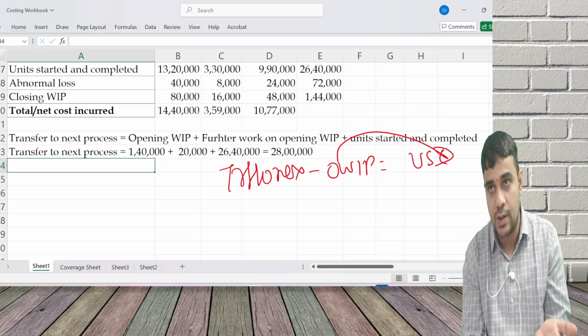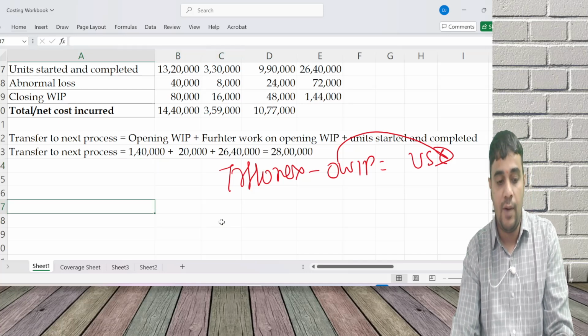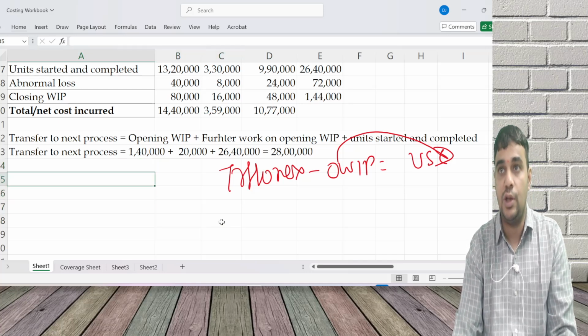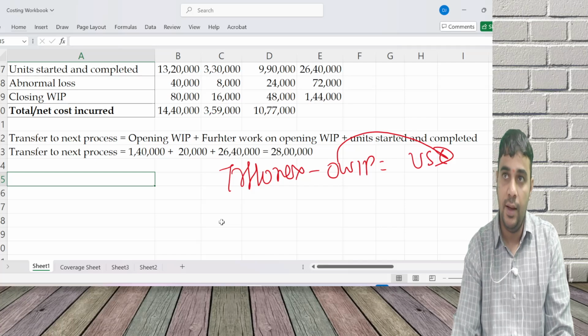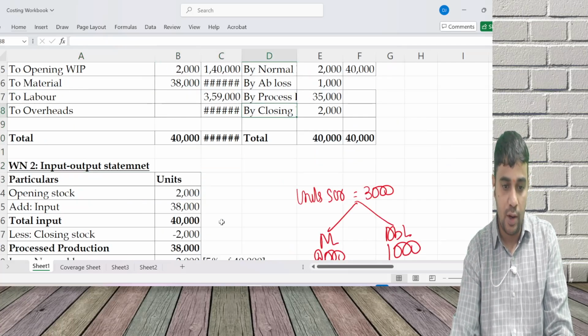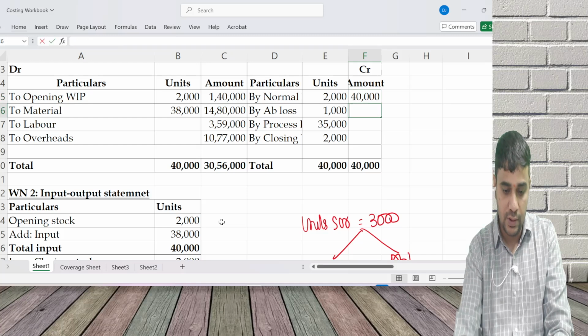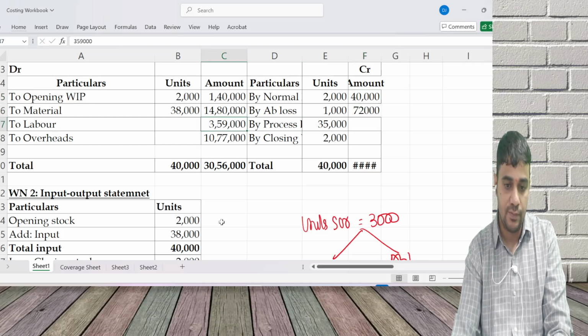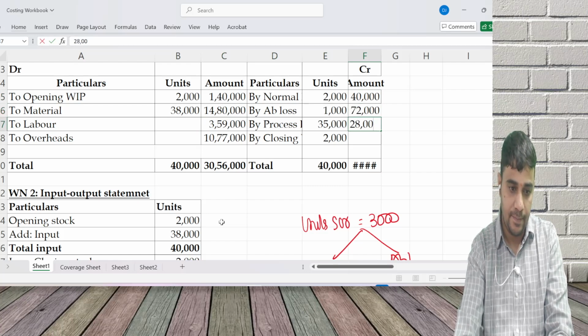Go to the process account, complete the credit side. Values are already there. Units are there. Values you have to copy paste now. Any doubts in this? Tell me how much is the abnormal loss? 72,000. Transfer to next process: 28 lakh.